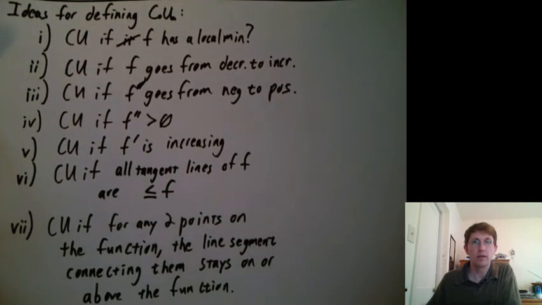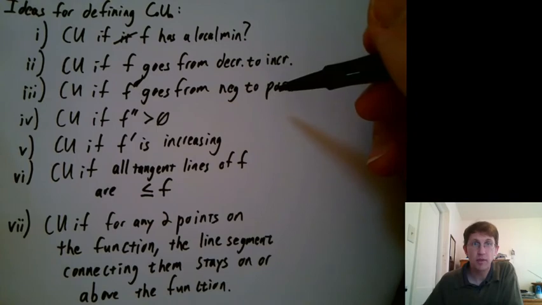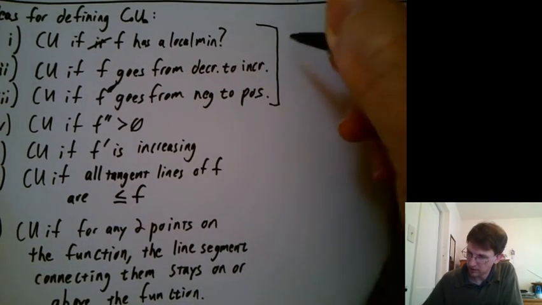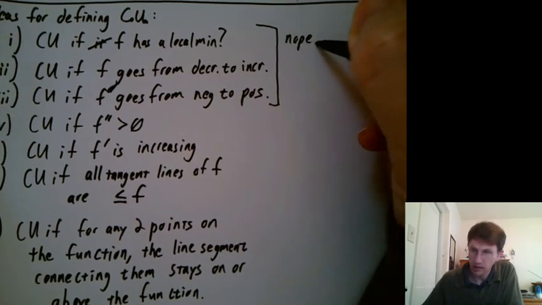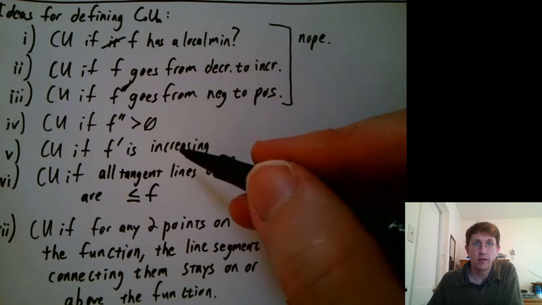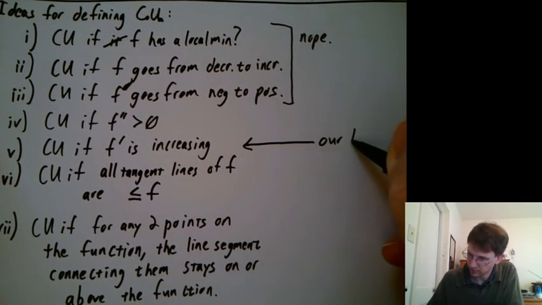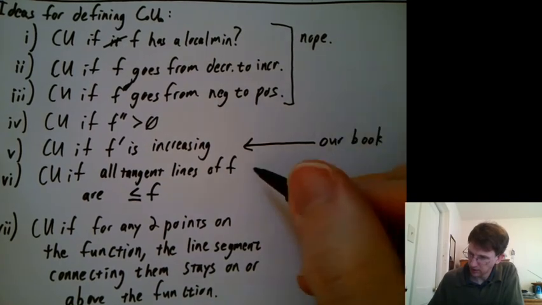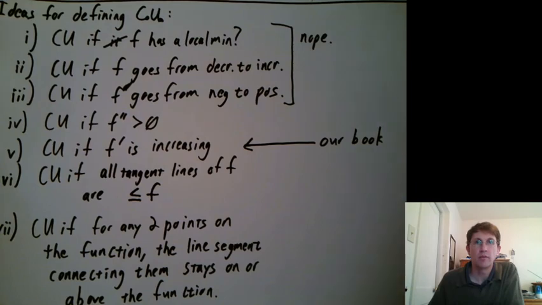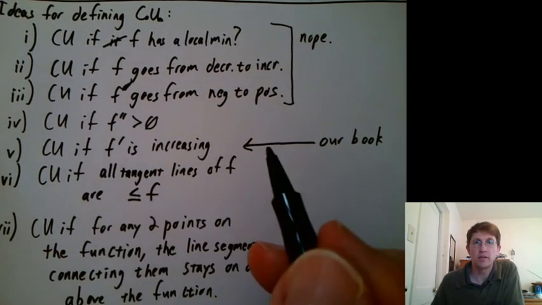So, not to spoil the fun or anything, but the first few here end up not being what we want to do. So these 3 end up not being what we want to do. Some books do this one. Our book does this one. And other books do these 2, this one or that one. So we're going to go with what our book says, concave up if f prime is increasing.